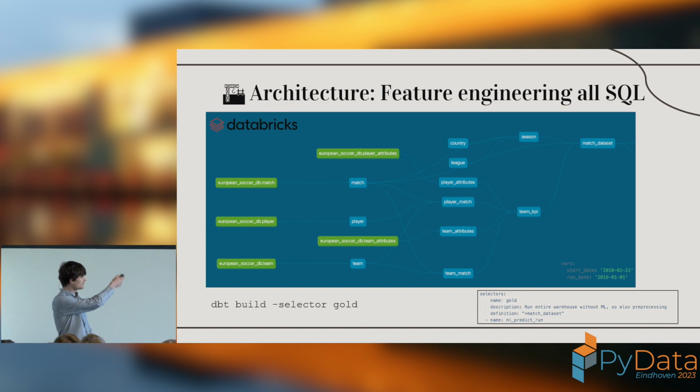Also, these KPIs might be used for something else, dashboarding and so on. And they can also be understood by the whole team. Now, if I want to run this part of the pipeline, I can do that with a selector. A selector is a little configuration where you just select the flow that you want to run. So here, everything up until the match dataset.